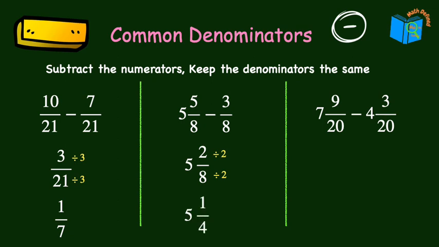In this next subtraction problem, there are two mixed numbers with a common denominator. So again, we will begin by subtracting the numerators. 9 minus 3 is 6, and we'll keep the denominator of 20. Then we subtract the whole numbers. 7 minus 4 is 3. And again, we need to simplify the fraction by dividing by the shared factor of 2, resulting in the final answer of 3 and 3/10.